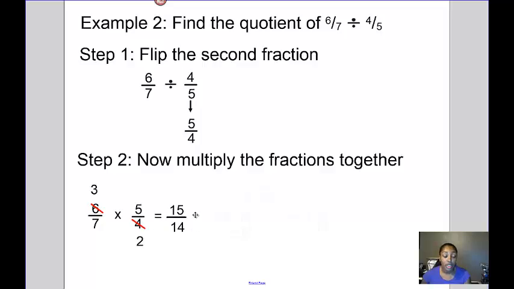Well, right now my answer is an improper fraction, and I don't want to leave it like that, so I've got to change it to a mixed number by dividing. And remember, the numerator always goes inside the house, and the denominator goes outside. So I'm going to first divide 14 into 15, and it goes in there 1 time, and then 1 times 14 is 14. I subtract, and I have 1 left over. So remember, that remainder is going to become the numerator of my fraction, and then the denominator is going to stay the same. So my answer becomes 1 and 1/14.